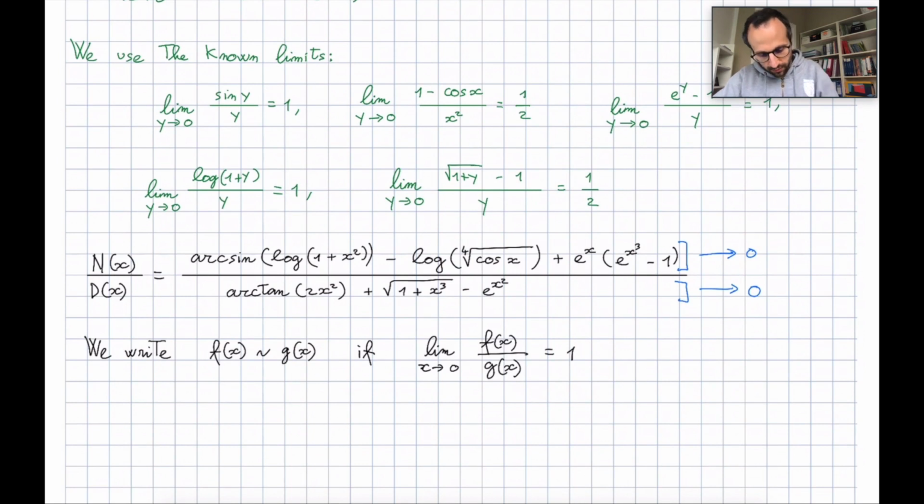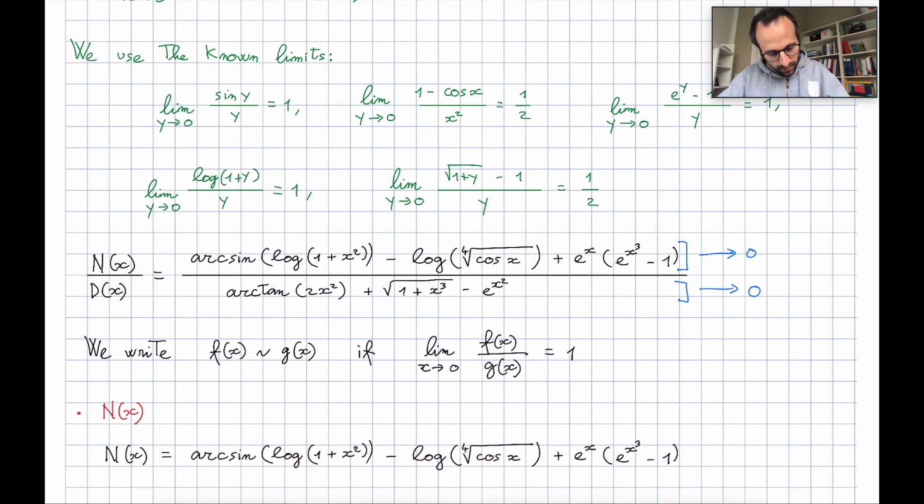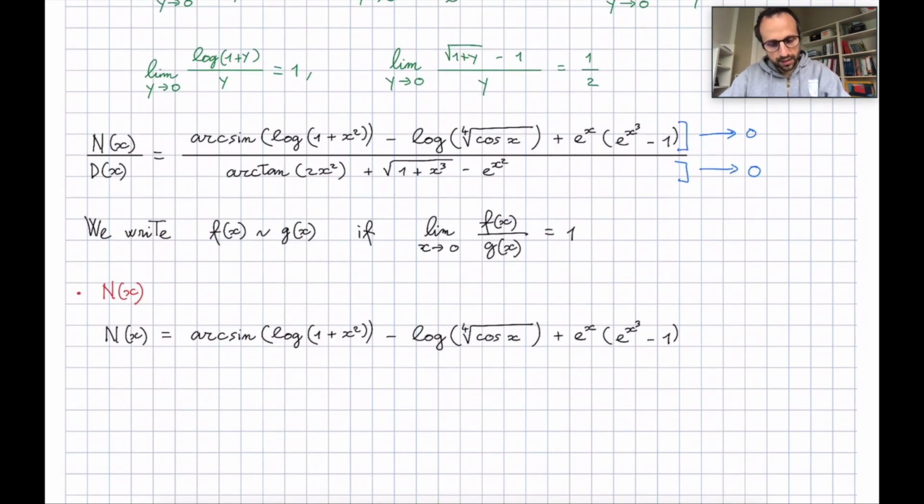We first start by looking at the numerator n of x. So let's write it down again. So n of x is equal to, so here it is, the numerator, and we split it again into three parts. This first factor, I call it n1 of x. This second factor, I call it n2 of x. And this third factor, I call it n3 of x. So let's start by n1.